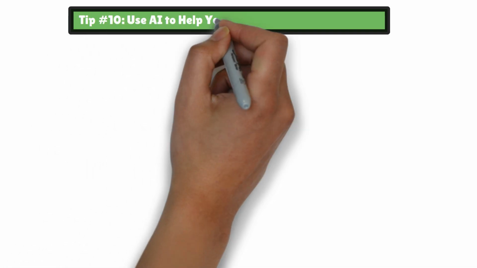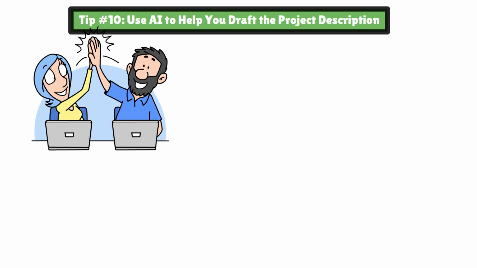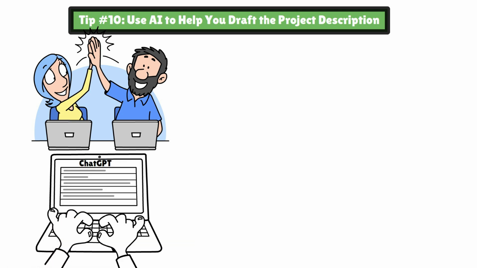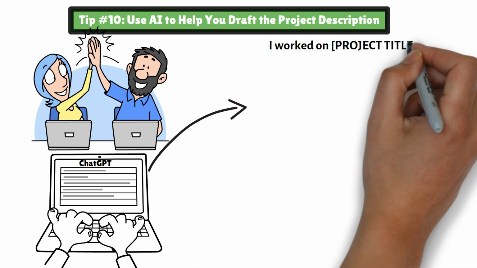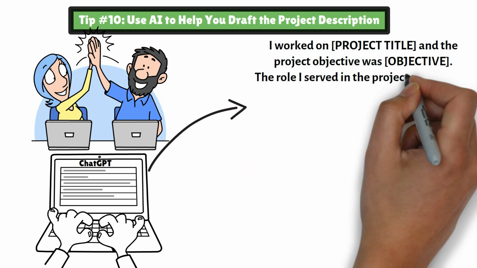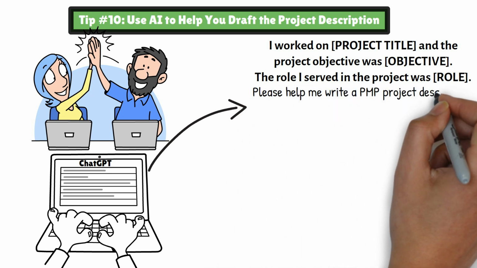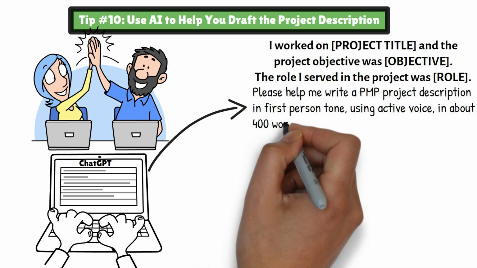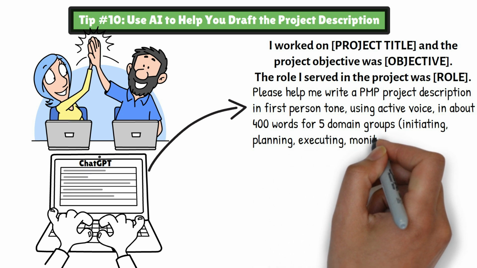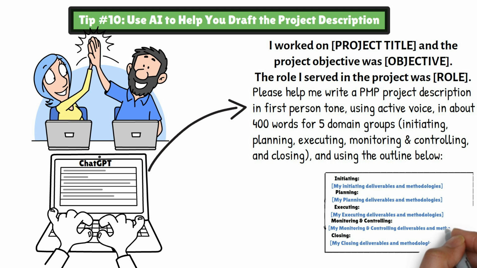Tip number 10. Use AI to help you draft the project description. If you are feeling a bit adventurous, you can try using ChatGPT with the following AI prompt and the outline you created earlier to draft your PMP project description. I worked on project title, and the project objective was objective. The role I served in the project was role. Please help me write a PMP project description in first-person tone using active voice in about 400 words for 5 domain groups: initiating, planning, executing, monitoring, controlling, and closing, and using the outline below. Then cut and paste the outline that you created from the exercise above.